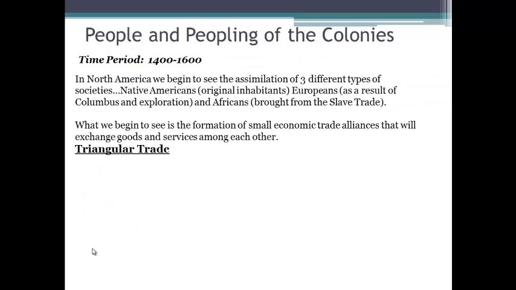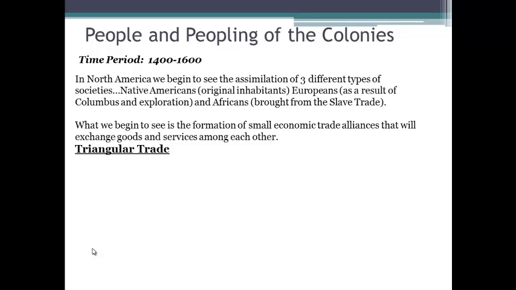All right, let's jump over to the time period 1400 to 1600 and read along with me, please. In North America, we begin to see the assimilation, or the bringing together, of three different types of societies: Native Americans, who were the original inhabitants, Europeans, as a result of Columbus and later exploration, and Africans, who unfortunately are brought over as slave labor.